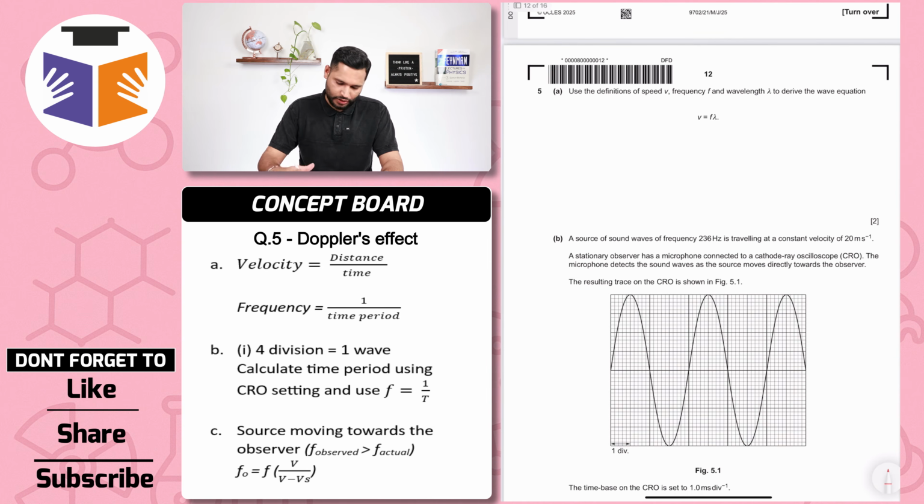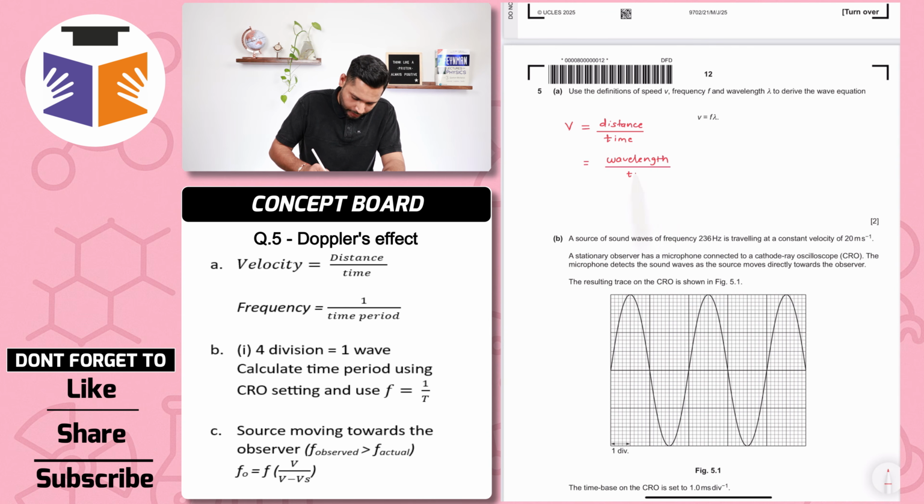Okay, next question. Question number 5 says: use the definition of speed, frequency and wavelength to derive the wave equation. Now what is the formula for speed? It is distance upon time. In case of waves, the distance is the wavelength. So we can write this as wavelength upon time. Note that we are calculating speed for one wave, and that's why we are taking distance covered by one wave, which is wavelength. So we can write it as lambda divided by t.